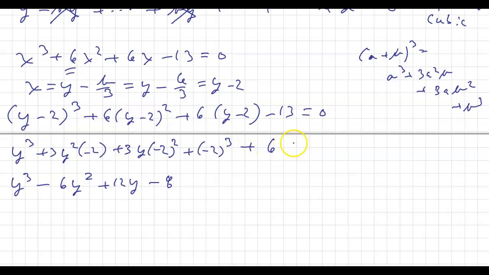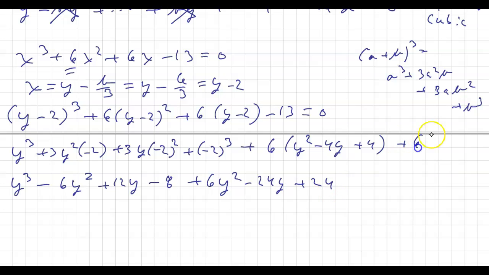I also have to do the y minus 2 squared. Well, that one is y squared minus 4y plus 4. And when I simplify that, I get, when I distribute the 6 through, 6y squared minus 24y plus 24. We still have the 6 times y minus 2. That's plus 6y minus 12. And we got this minus 13 equals 0 still hanging out there. Well, that's a big mess.